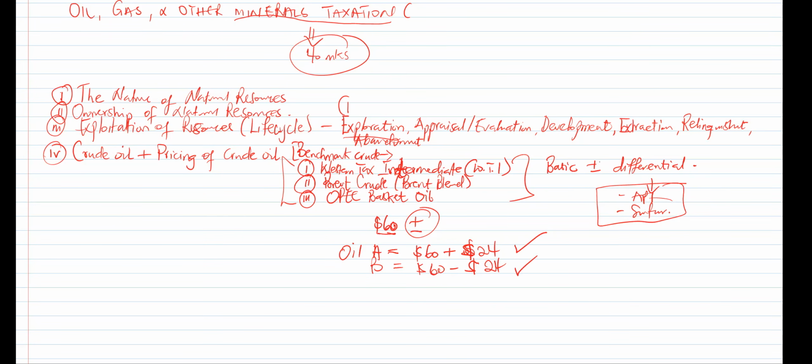So besides all these differentials, demand and supply also plays a key role. The more people demand the oil, the more expensive it should be.